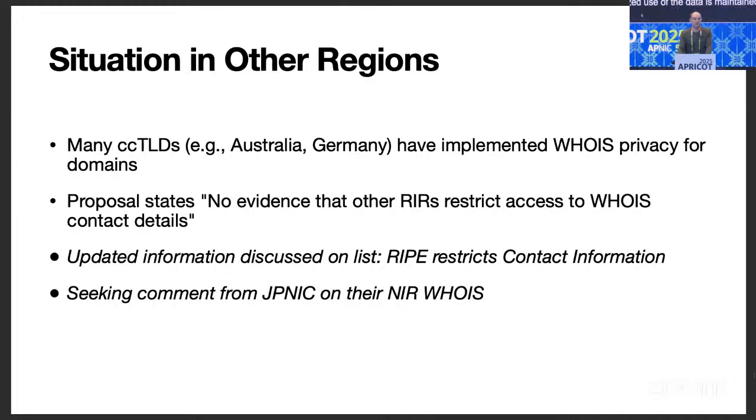Situation in other regions: over in the names space, WHOIS privacy is implemented widely across ccTLDs. Now, in my proposal, I stated that there was no evidence that other RIRs restrict access to WHOIS contact details. I have since learned that RIPE does restrict contact information through their public WHOIS. And I would like some comment. Is there someone from APNIC who can share why APNIC's WHOIS returns different results from RIPE's WHOIS? Anyway, in the question section, that would be nice. But it's evident from my tests that RIPE does not return all of the results that APNIC does when using their WHOIS.